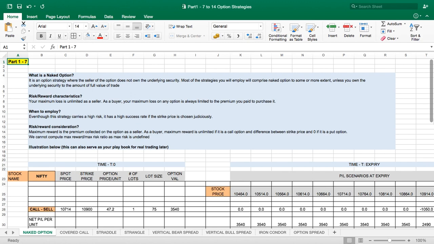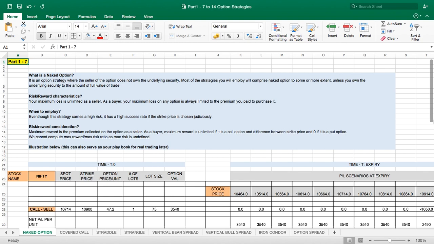But as a seller of an option, your gain is always limited to the premium that you have collected when you sold the option, whereas your risk is unlimited. Now, when do we employ a naked option strategy? So here is the deal. Even though this strategy carries an unlimited risk or a very high risk, it has a very high success rate if the strike price is chosen judiciously.